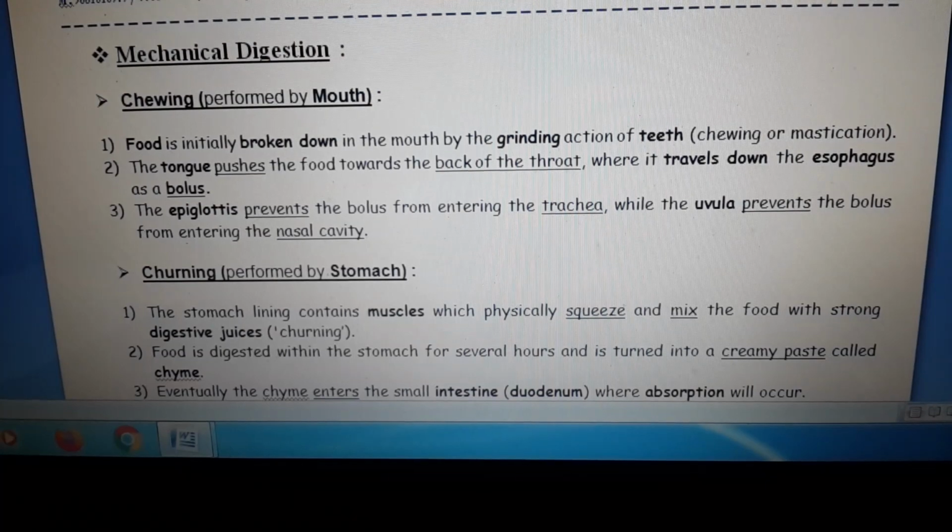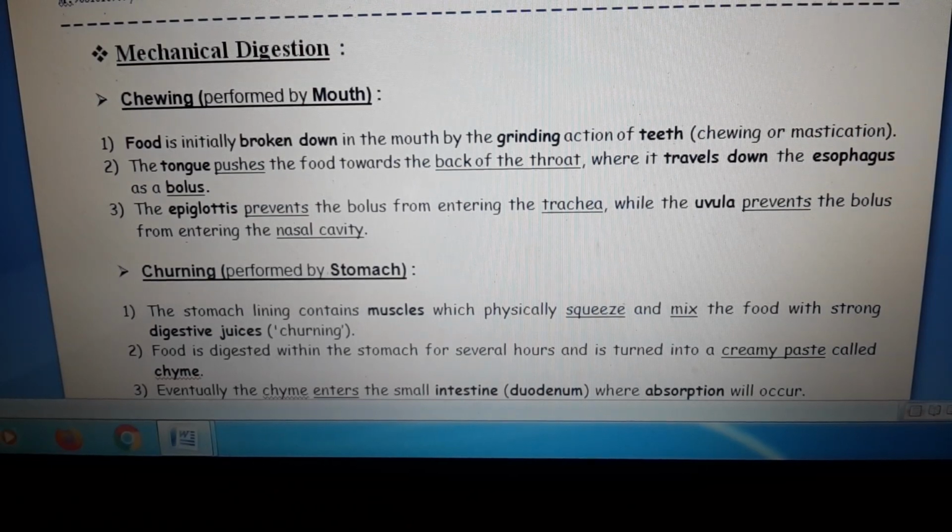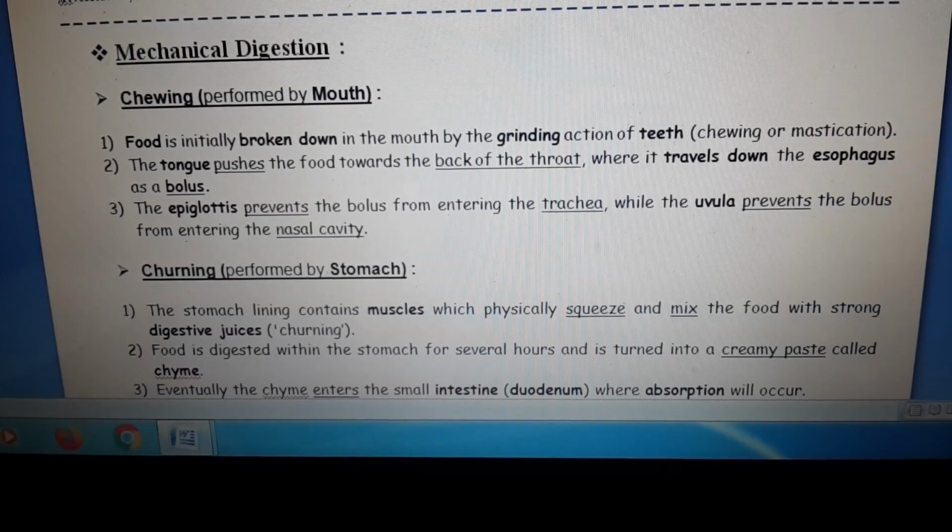First, the food taken into the mouth undergoes grinding and mastication by the teeth, and breaks down into smaller particles. Then the tongue pushes the food back towards the throat and into the esophagus in the form of a bolus. When the bolus enters the esophagus, the epiglottis prevents it from entering the trachea, and the uvula also plays an important role.